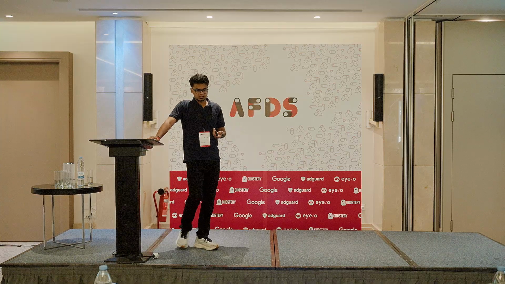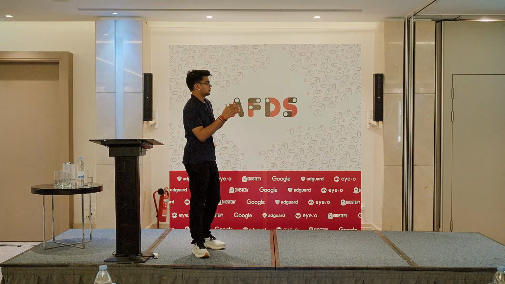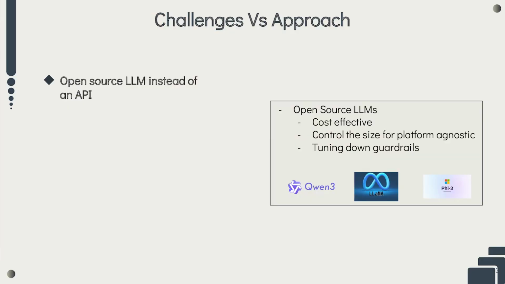So there were a few challenges, and this is still ongoing work, but we'll talk about a few of the decisions that we took to address the challenges. First was, do we want to use an open source LLM instead of an API? We went through the open source route because number one, it's cost effective. It's easier to turn down the guardrails. All these closed source APIs have very significant guardrails. And also we can control the size, like what models we want to use.